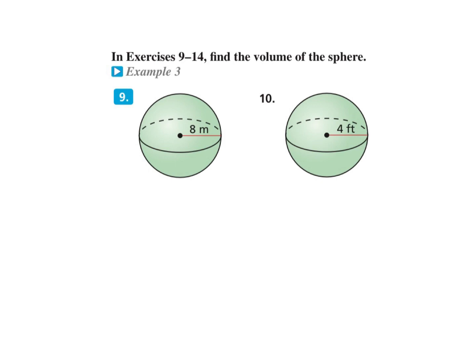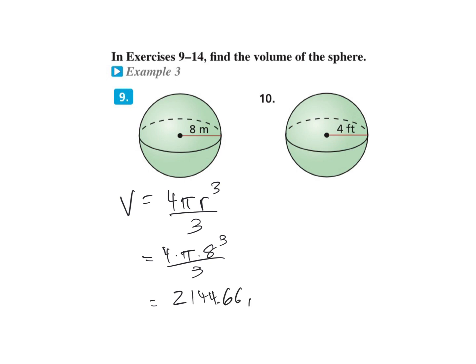Find the volume of the sphere. So volume, remember, instead of saying 4 pi r squared, we say 4 pi r cubed, because volume is cubed, and then we divide by 3. So what do we have here? The volume is 4 times pi times the radius 8 cubed, and divide by 3. So we divide by 3 last. So let's do 8 cubed times pi times 4, and then we take that 6,000 number and we divide it by 3, and we get 2,144.66 cubic meters.